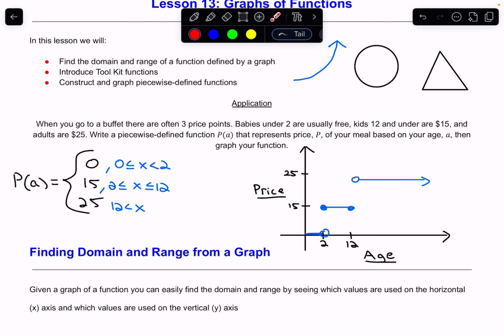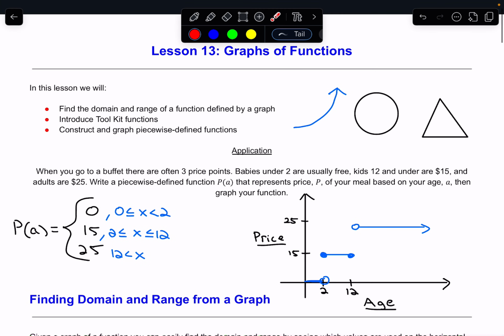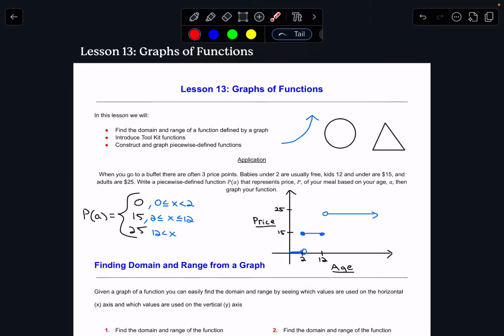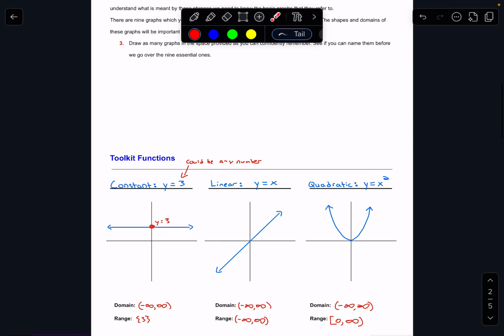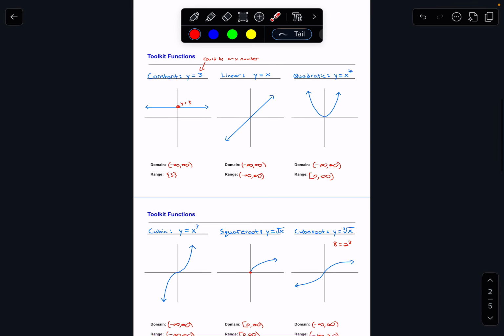So a lot of things in real life are piecewise defined functions. We don't necessarily think of them that way all the time. But now that you've seen one, hopefully when you go into a restaurant that has different prices, you can break it down in your head. Like, hey, what kind of function are we actually looking at here? But again, the main thing you need to take away from this lesson is all these toolkit functions.